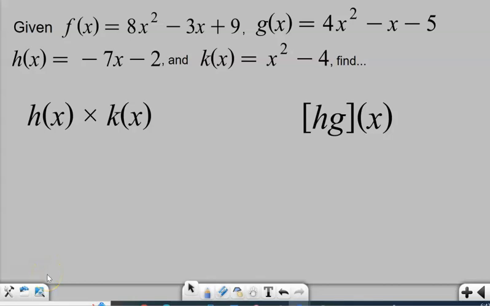All right, going back to talking about polynomial operations. Not only can we add and subtract, but we can also multiply. And multiplication is written several different ways.